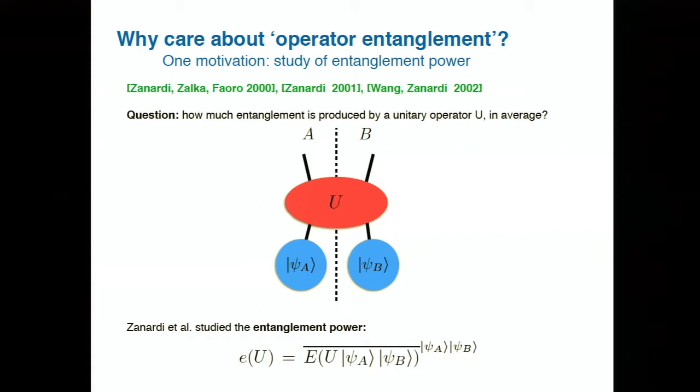And so what you do is that you take some measure of entanglement, like some entropy, of the state, and then you just take the average over all initial product states for some uniform measure. And that way they define something that they call the entanglement power, which of course depends on the choice that you make for this measure of entanglement of states.